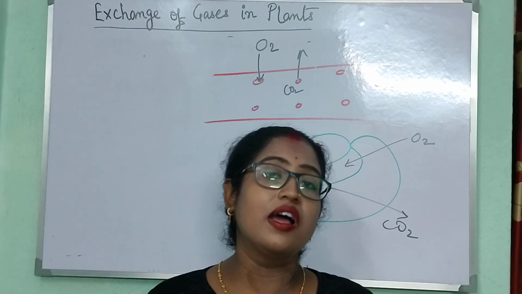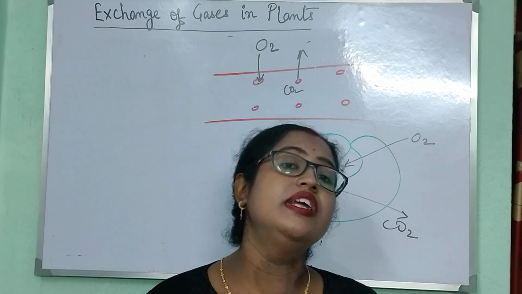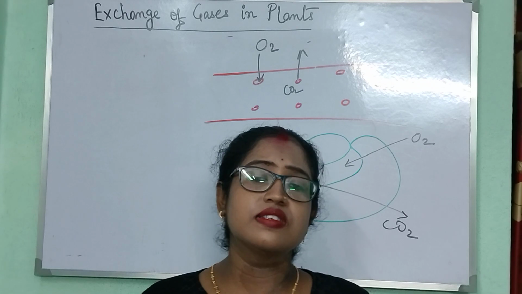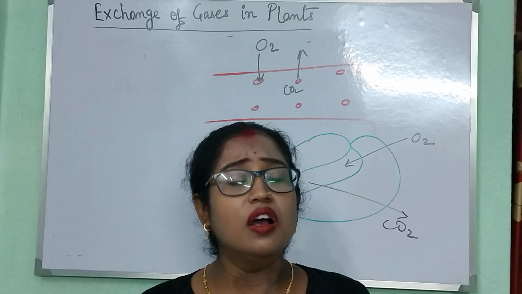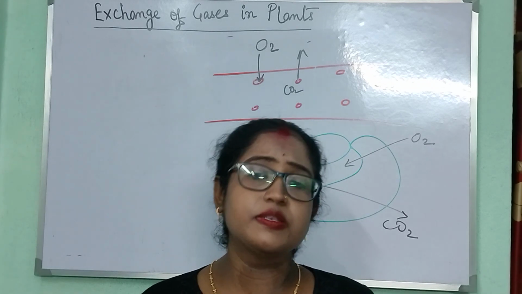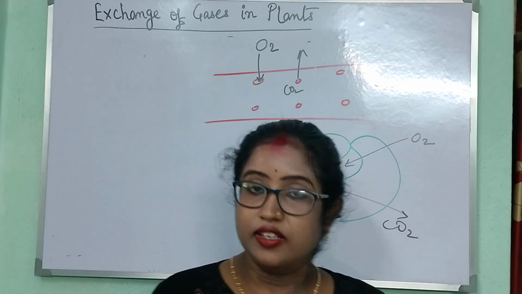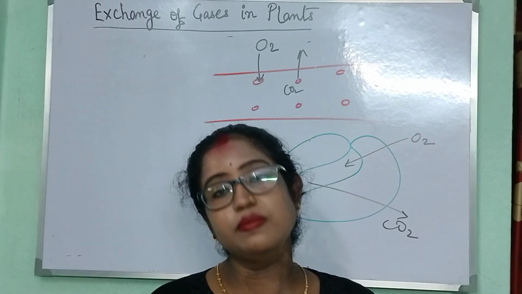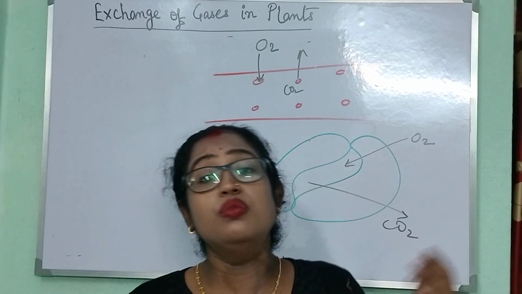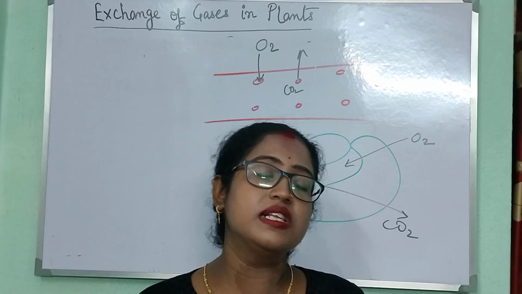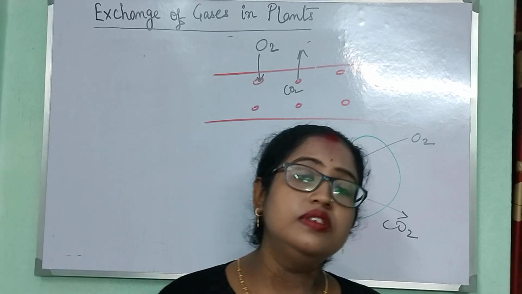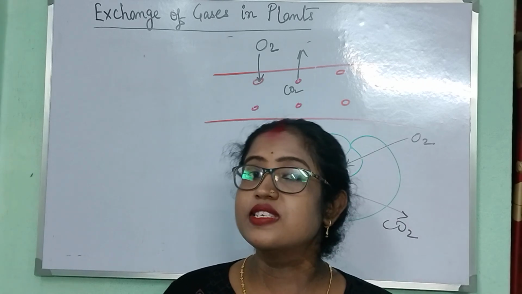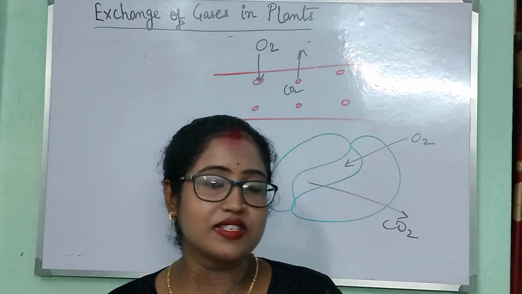So plants don't have any definite respiratory organ in its body. All the cells of plants do the respiration process. There are stomata in leaves or in green stems, lenticels in woody stems, and the root hair present in root does the major role in respiration or exchange of gases in plants.